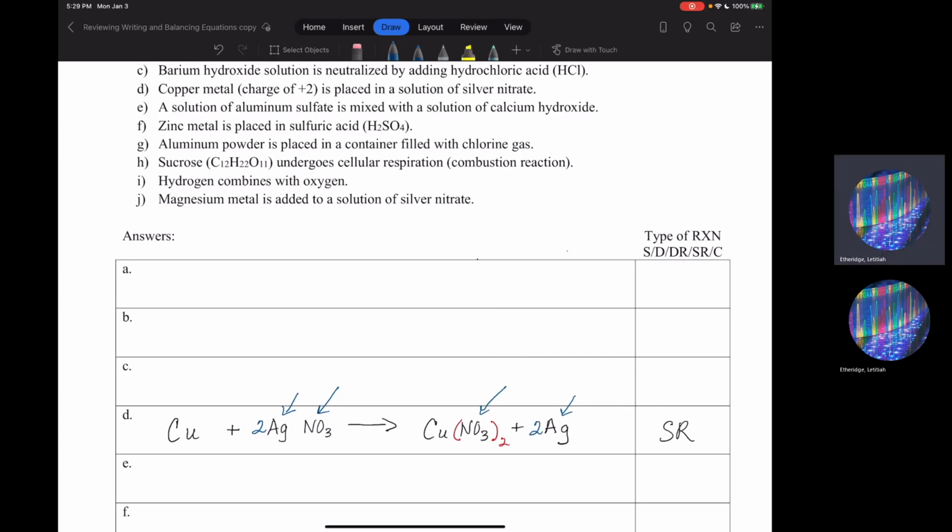Okay. And then if we take a look at everybody else, copper is cool. We have 1 and we have 1. And guess what? That is your balanced equation for a reaction between copper metal and silver nitrate. So hopefully that was helpful.